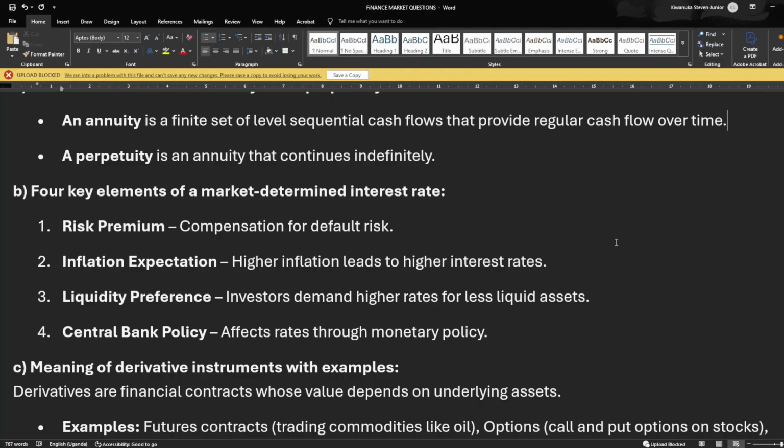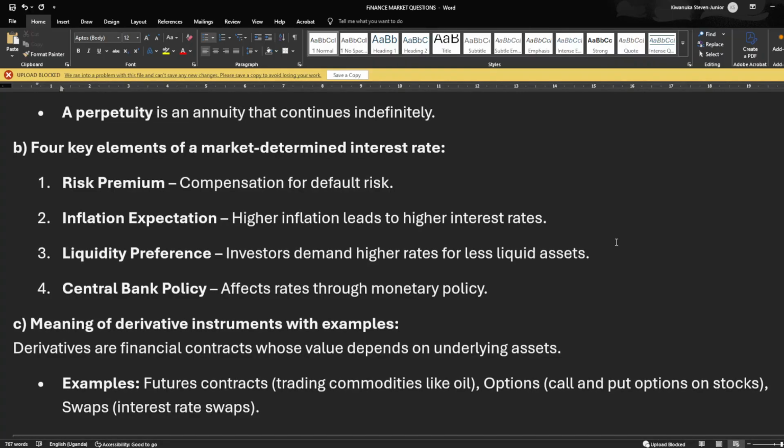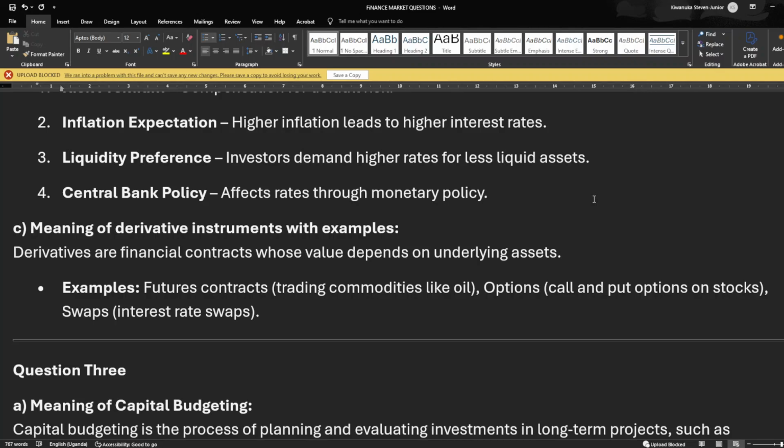Meaning of derivative instruments with examples. So we see that derivatives are financial contracts whose value depends on the underlying assets. Examples: futures contracts, for example trading commodities like oil, options, call and put options on stocks, or swaps, interest rate swaps. Derivatives are financial contracts whose value depends on the underlying assets. Examples are futures contracts and options.